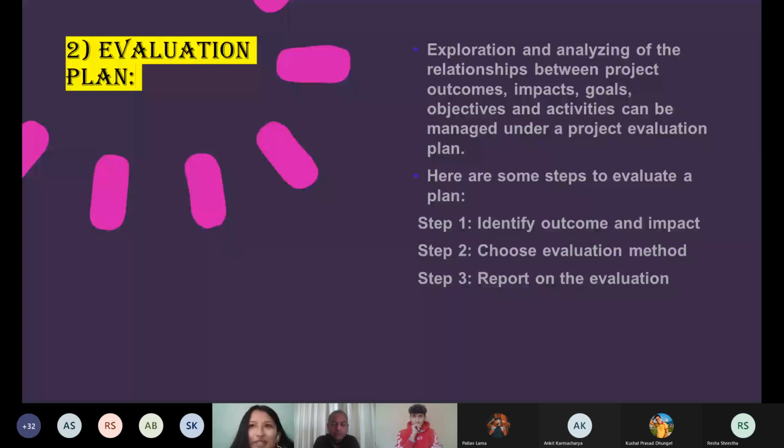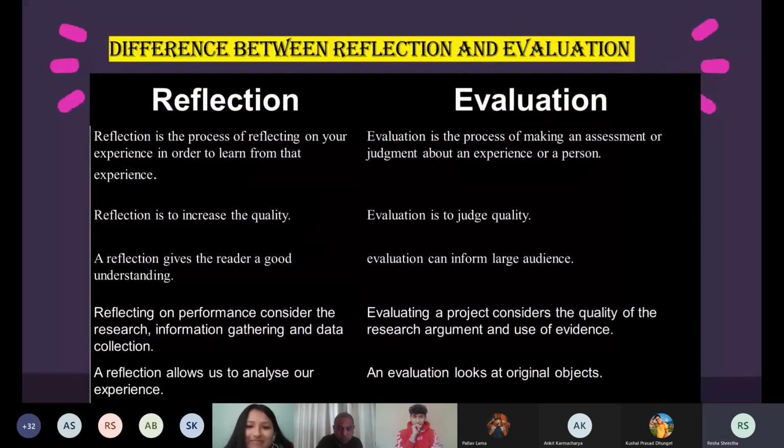Now the further topics will be discussed by Resa. Thank you, Isa. Difference between reflection and evaluation.